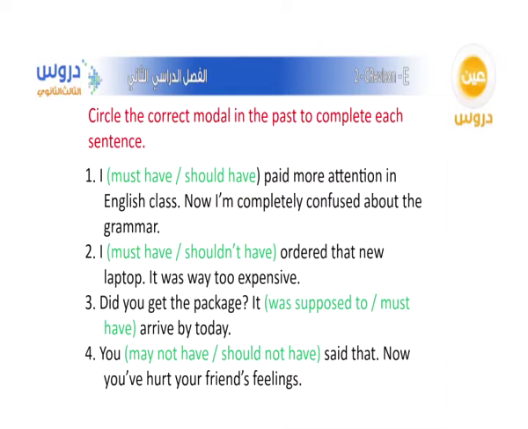Did you get the package? It was supposed to, or it must have arrived by today. Well, this one is pretty clear. Why? Because the verb after the blank is not in the past participle tense, and that can only mean one thing. Okay, can you see the verb arrive? It's not in the past participle tense. So yeah, was supposed to.